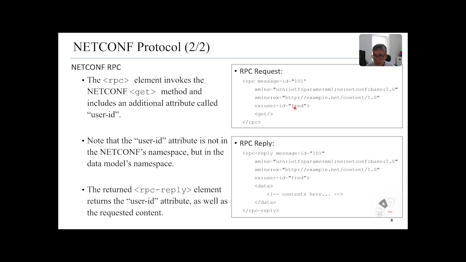Especially we are using the additional attribute called user ID. In that case we can define it using a YANG data model. We can define this, and then we can get the actual value of user ID using the RPC reply.